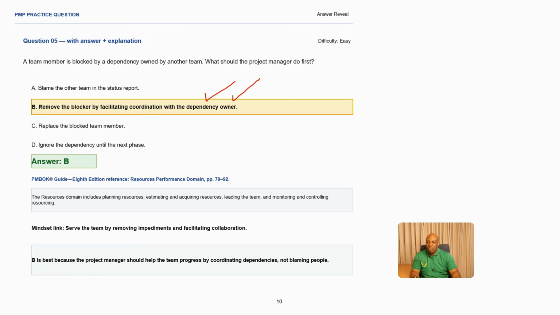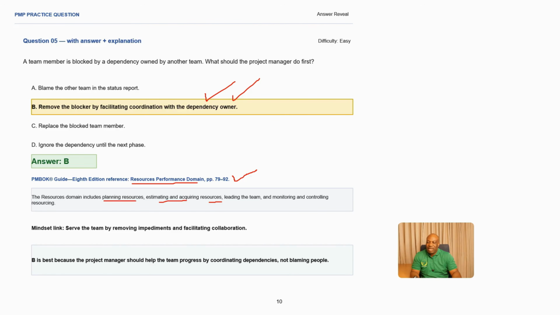You need to remove the blocker by facilitating coordination with the dependence owner. So this is one of the responsibilities of the project manager. You are supposed to remove any impediments or any blockers in a project environment. And our reference is also in the PMBOK, page 79, where we are covering the domain on resource performance. Okay, so the resource domain includes planning resources, estimating, and also acquiring resources.